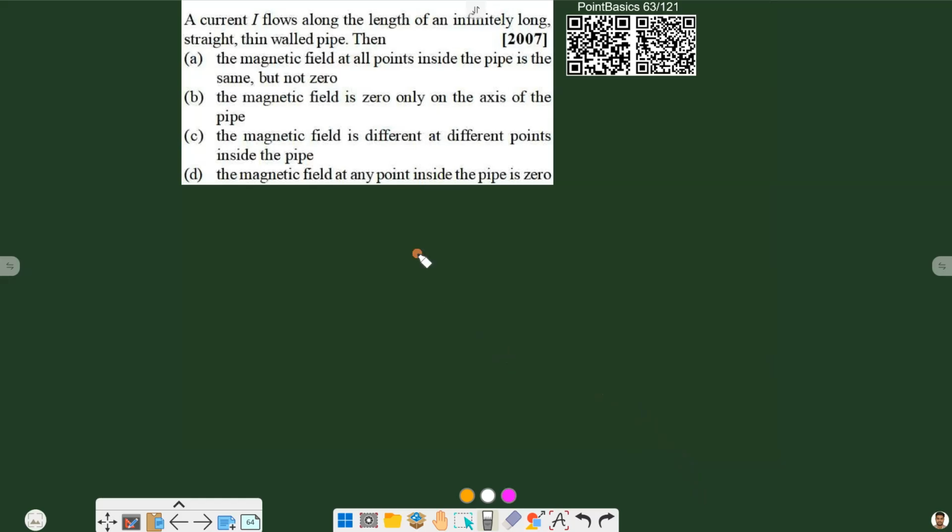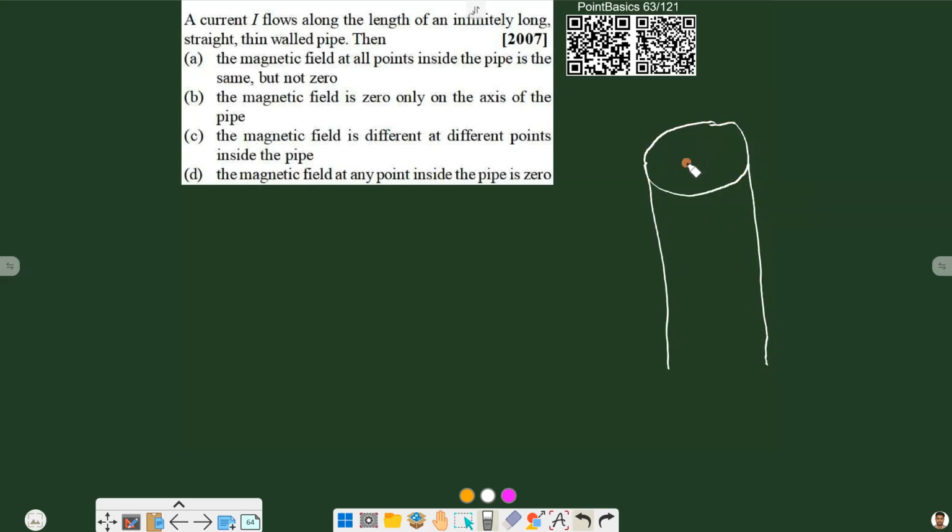Now here the important thing to be noticed is that it is a thin walled pipe, meaning it is a hollow pipe. It is a pipe hollow from the inside. So the pipe is something like this.